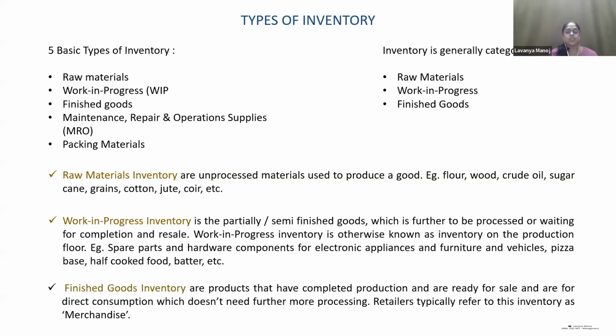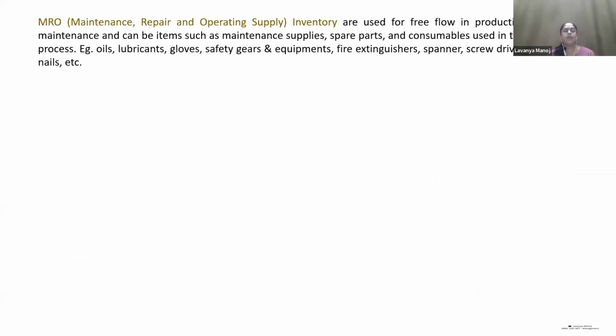And then we have finished goods inventory. This is completed goods, which can be directly used by the customers. Finished goods don't need any further processing at all. Usually, retailers call these finished goods merchandising. So you might have heard this term, merchandising. And then we have MRO inventory, that is maintenance, repair, and operating supplies.